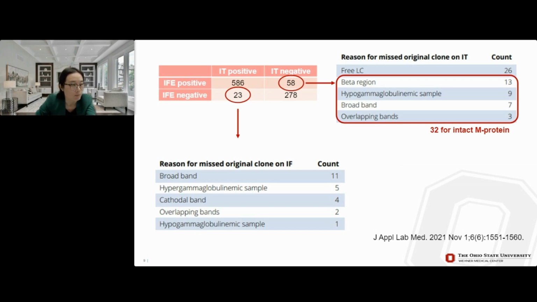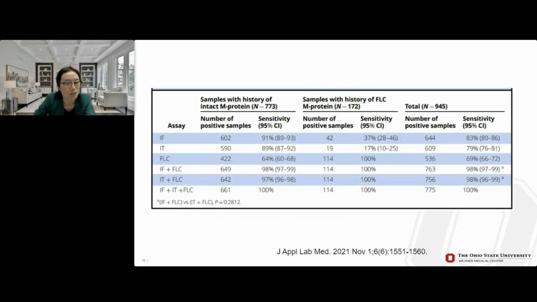Because here from this study, the gel immunofixation picked up 32 clones, but capillary immunotyping missed. And the capillary immunotyping also picked up 23 clones, but gel immunofixation missed. So they are roughly the same on finding original clones. And we saw the free light chain missed on capillary electrophoresis from the study.